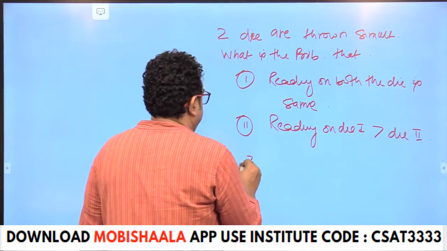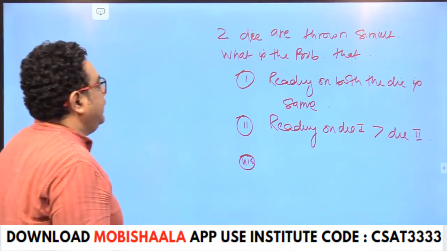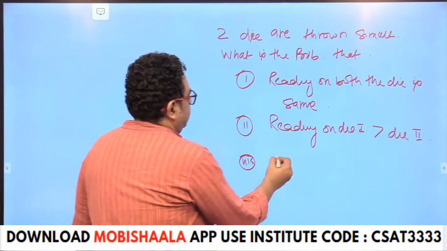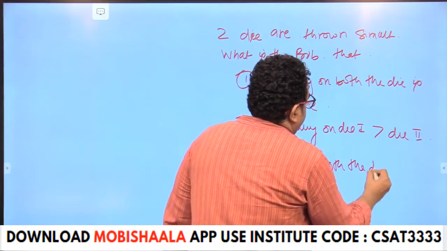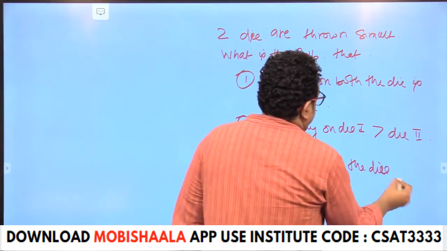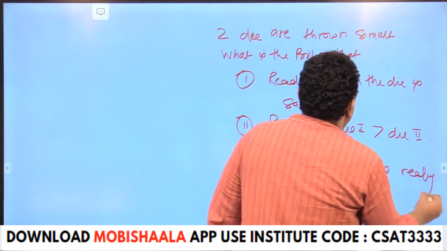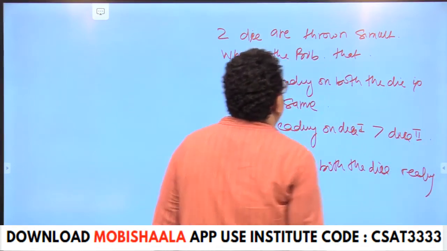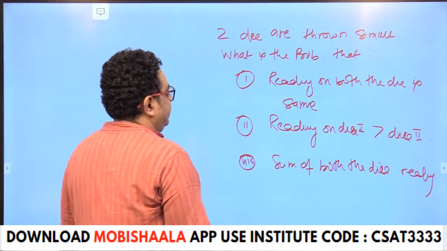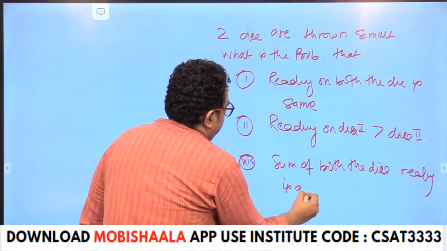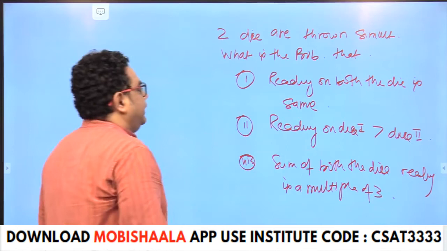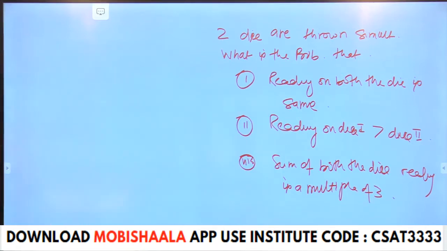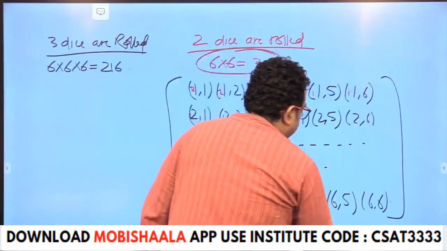Question number 3, the sum of both the dice reading is a multiple of 3. Now this is a basic probability question, right? So now 3 dice are thrown, 2 dice are thrown simultaneously.